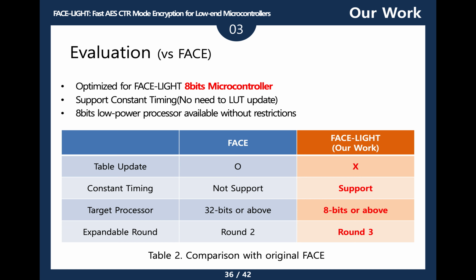And we will now compare our work, the phase light, with the phase. The phase cannot be applied to the 8-bit low power processor due to its limitation with the lookup table size. However, the phase light can be used on an 8-bit processor since it uses a 4 kilobyte lookup table and does not require a table update. So this makes the phase light support constant timing. In addition, the phase light method can be expanded by merging with the phase until round 3.